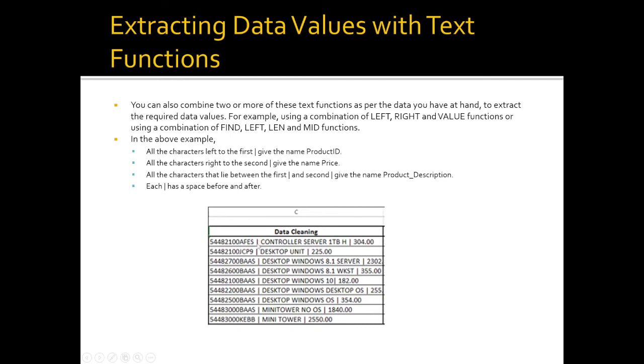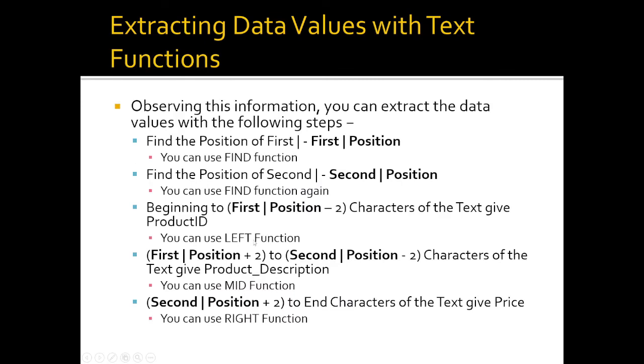This is the first position plus 1 plus 2, so it starts from here. The product ID is up to this minus 1 minus 2. So this is the length. Okay, so first position plus 2 up to the second position minus 2. These are the characters of the text that give product description, so you can use the mid function. And the second position plus 2 to the end characters of the text give price, so you can use the right function here.